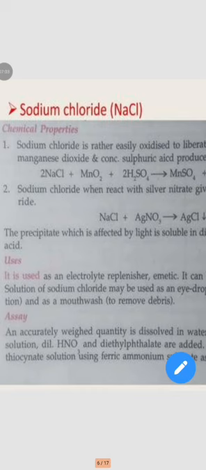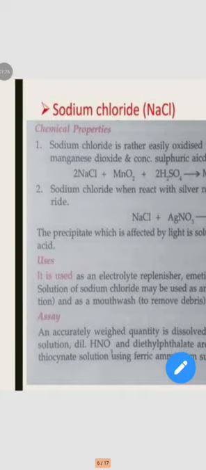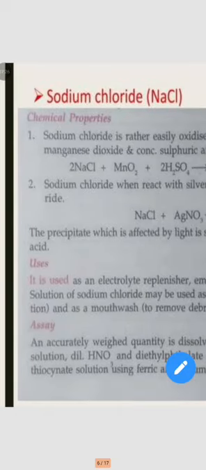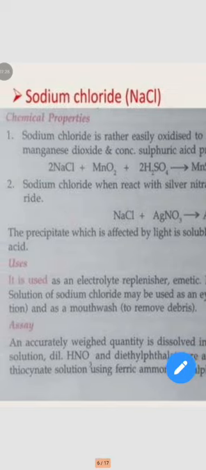Then sodium chloride is reacted with manganese dioxide and sulfuric acid to form manganese sulfate and sodium sulfate plus water and free chlorine gas. Then sodium chloride is reacted with silver nitrate to form a curdy white precipitate of silver chloride and sodium nitrate. Then uses. It is used as an electrolyte replenisher.